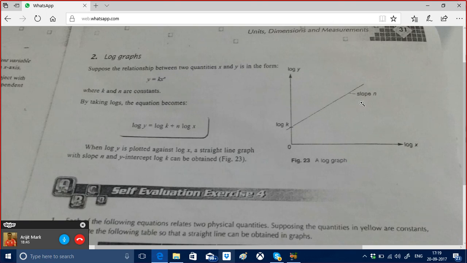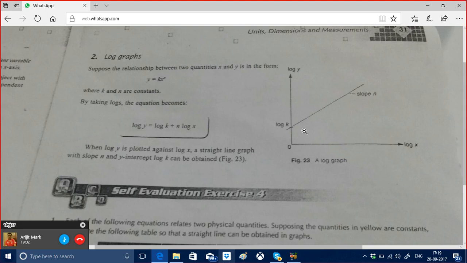Your slope will be n. Here log k is your intercept. Log k is your intercept, because you can see that at this point the graph is cutting the y-axis.